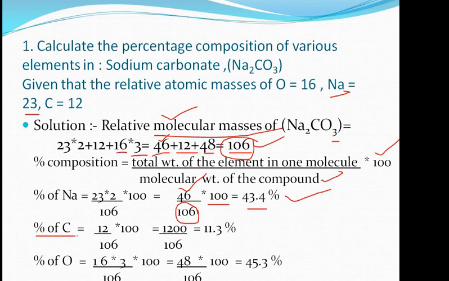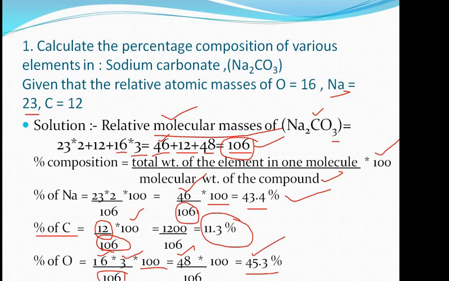Now in the case of the percentage of carbon, there is only 1 carbon atom present in the compound, so 12 is the atomic mass of the carbon atom and 106 is the total mass of the molecule. 100 is for the percentage, and its answer is 11.3%. Now for the percentage composition of oxygen, there are 3 atoms of oxygen present. The atomic mass of 1 oxygen is 16 and the total molecular mass is 106. Into 100 for percentage again, 48 divided by 106 into 100 gives 45.3%.